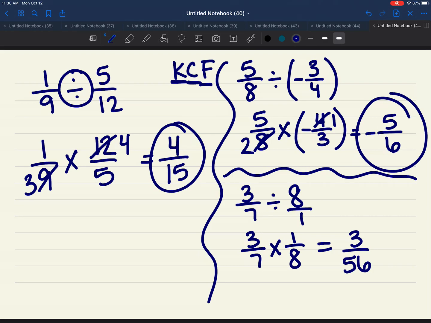Well, because 3 can go into 60. Okay, but what's our rule to know if a number is divisible by 3? Add the digits together. What's 5 plus 6? 11. Is 11 divisible by 3? No. That means 56 is not either.